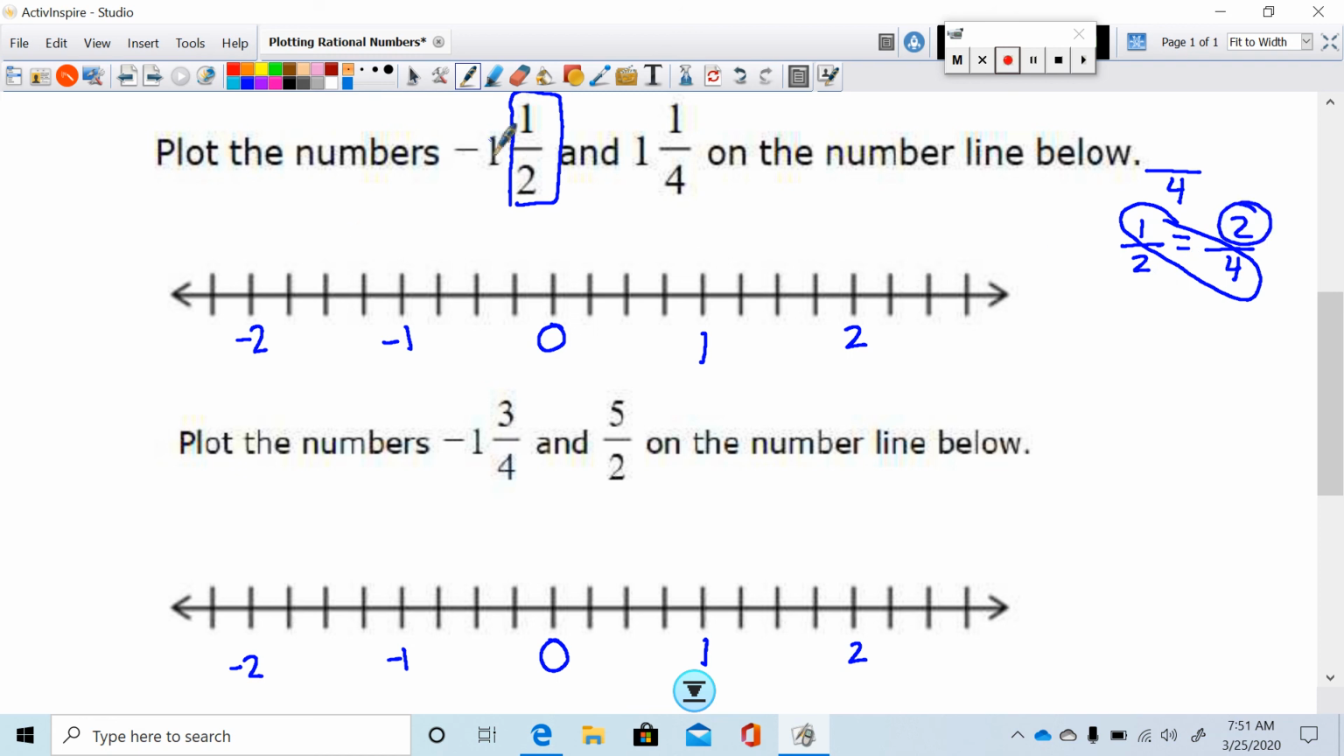Okay, so we're going to start at -1 and then go to the left because it's negative, go to the left 2. So -1 to the left 2 is right here. This one, it's already got what you want in the denominator, so you start with +1, and since it's positive, you go to the right 1, right here.